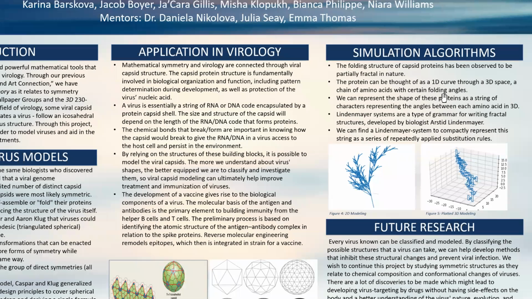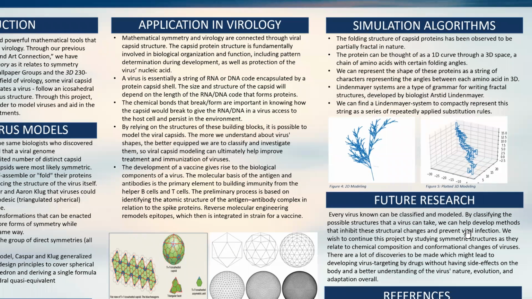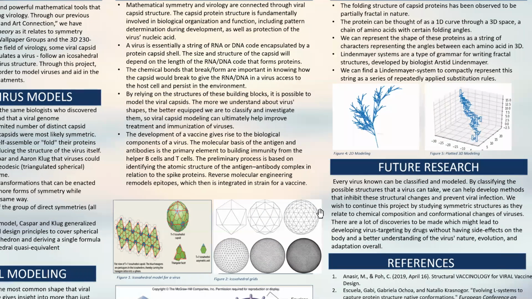We have started to implement an algorithm using Lindenmayer systems, or L systems, a type of grammar for writing fractal structures. The folding structure of capsid proteins has been observed to be partially fractal. Proteins fold at certain angles and can be thought of as a one-dimensional curve through 3D space. We can represent the shape of these proteins as a string of characters representing the angles between each amino acid in 3D. We are working toward finding an L system to represent this string as a series of repeatedly applied substitution rules. By classifying the possible structures that a virus can take, we can help develop methods that inhibit these structural changes and prevent viral infection.